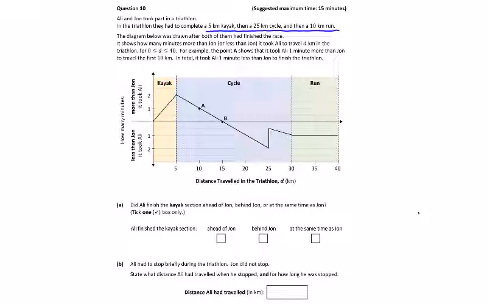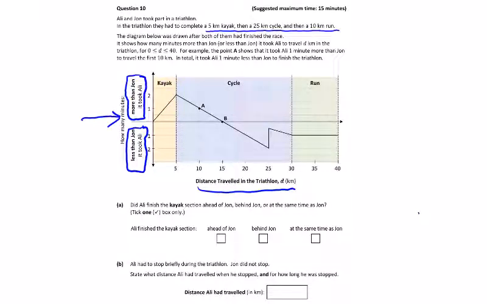Just coming to the graph. More than John, it took Ali. Less than John, it took Ali. An unusual type of graph here. Don't panic when you see these. It's saying how many minutes here as well. And then the distance travelled in the triathlon.